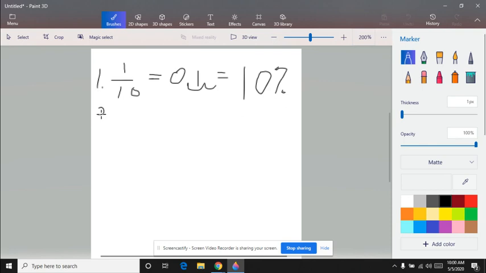Number 2, they give us the decimal form only. So 0.2.